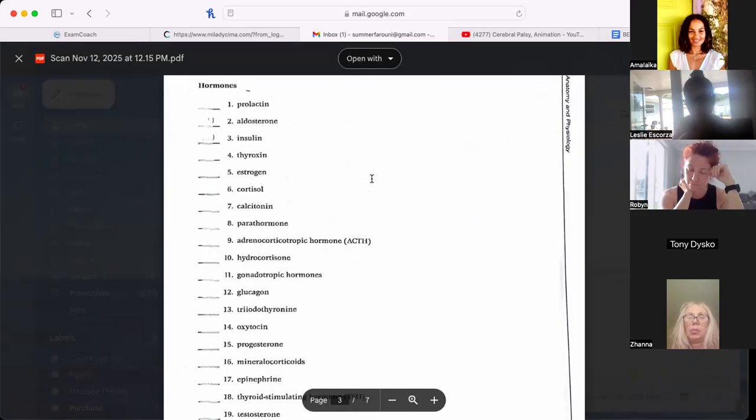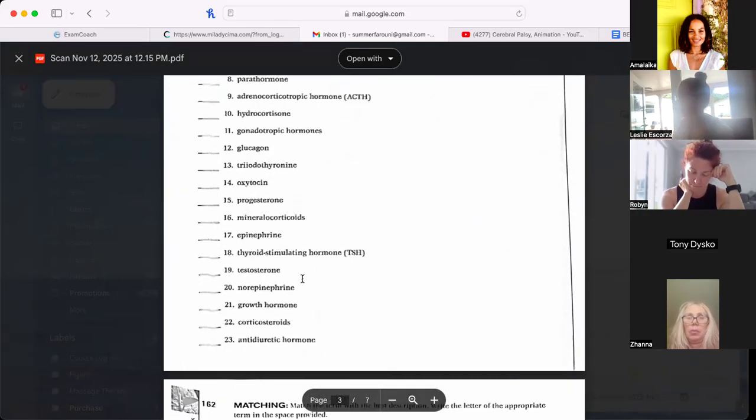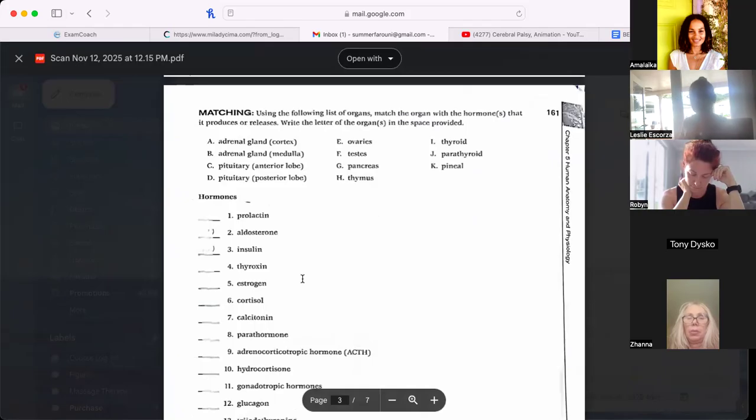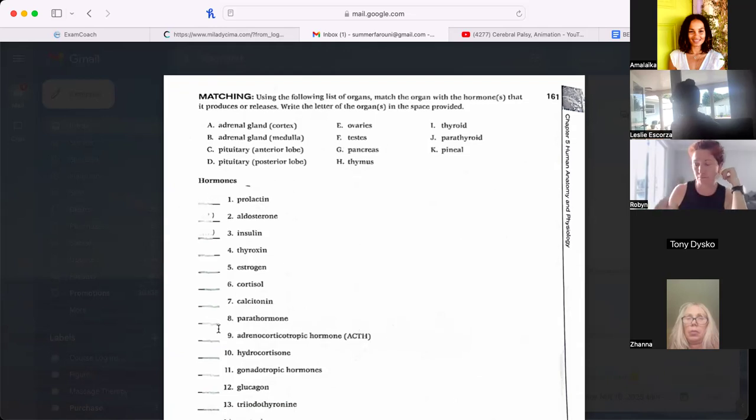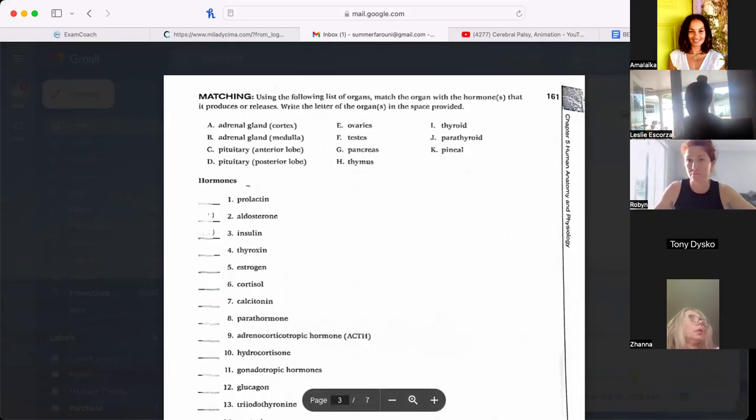Now, all these glands produce all these hormones. If you had your cards, it'd be very easy to figure this out. If you don't, then you need to go to the book. So, shall we do it together? Or do you want the time to do it?